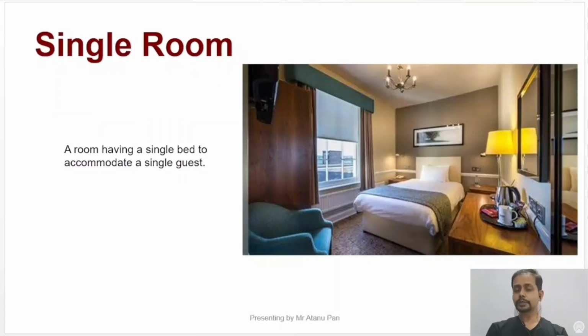Basically, here I just want to give you a small piece of information. In star hotels, like 3, 4, 5 star or 5-star deluxe hotels, you will not get a single room. Instead of that, what you will get, we will know in the upcoming slides. All right. So a single room is a room which is having a single bed to accommodate a single guest. That's all. So you can see in the picture.